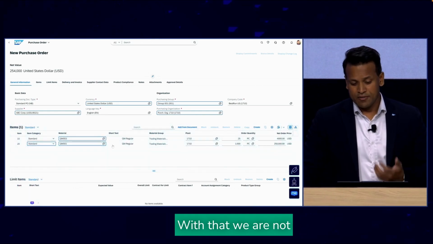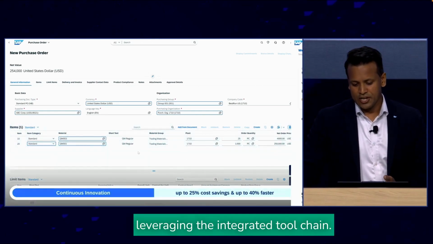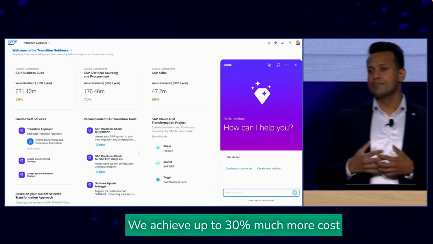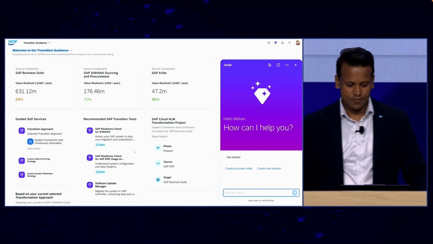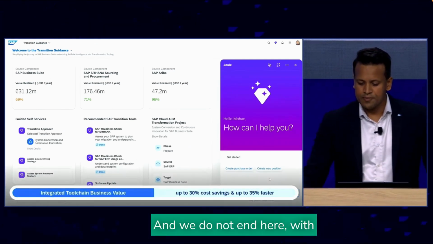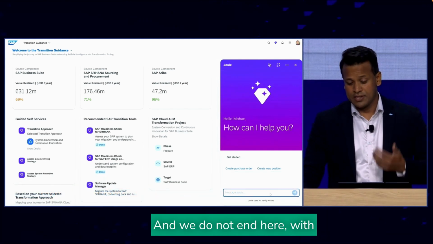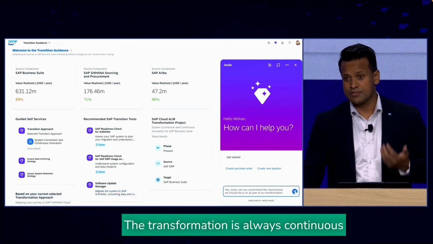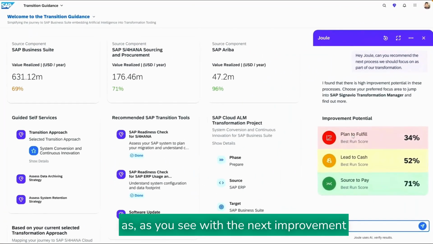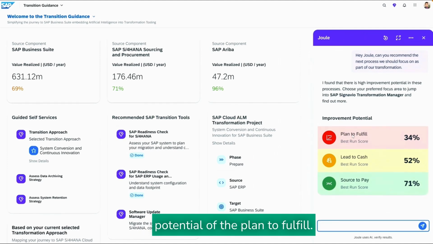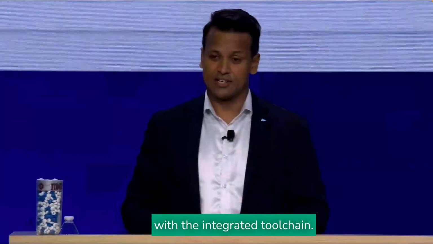With that, by leveraging the integrated tool chain, we achieve up to 30% more cost effectiveness and 35% faster delivery. And we do not end here. With the new improvement potential, the transformation is always continuous, as you see with the next improvement potential of the plan to fulfill. And this is not a sneak peek into the future. This is happening right now with the integrated tool chain.